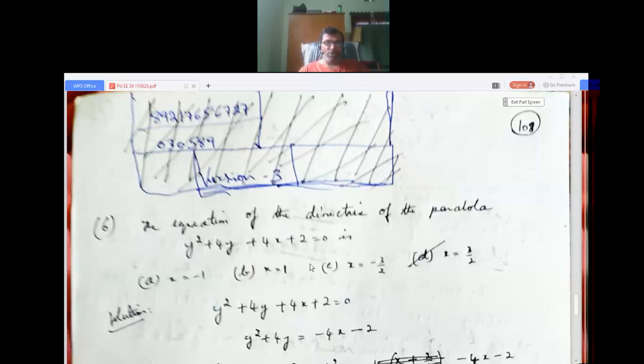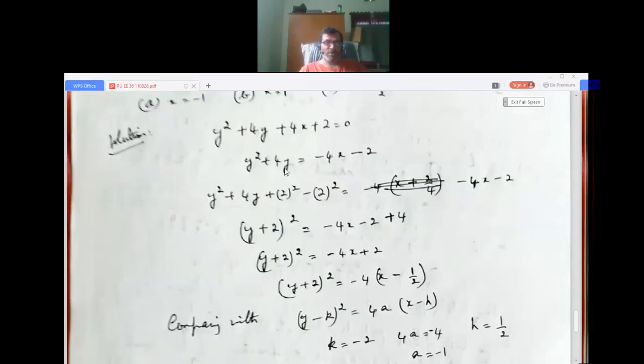Once again, see: the equation of the directrix of the parabola y squared plus 4y plus 4x plus 2 equals 0 is, first option x equals minus 1, second option x equals 1, third option x equals minus 2, and fourth option x equals 3 by 2. First I take the parabola because y squared is there. I know the equation is of the form y minus k whole squared is equal to plus or minus 4a into x minus h. So I bring all y terms to one side and the rest to the other side. Then I use the completing the square method to write it as a perfect square in y.